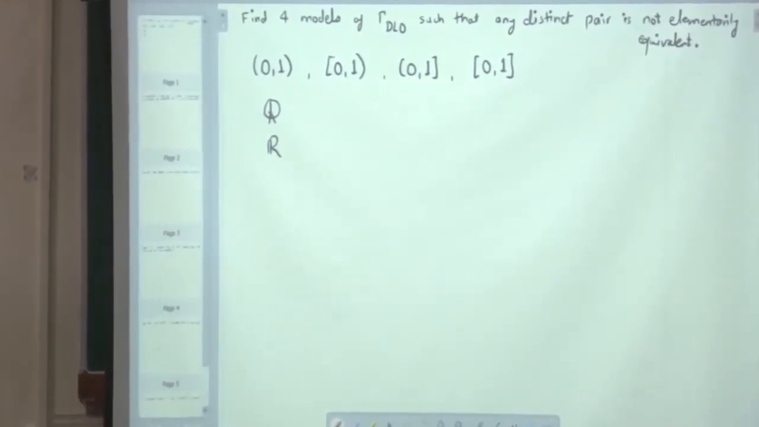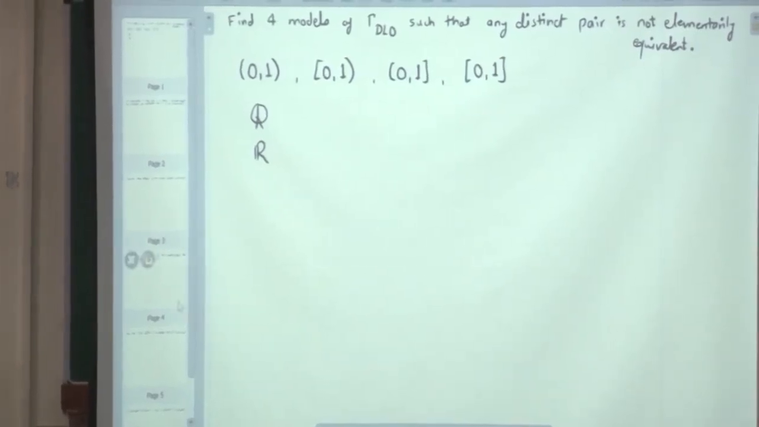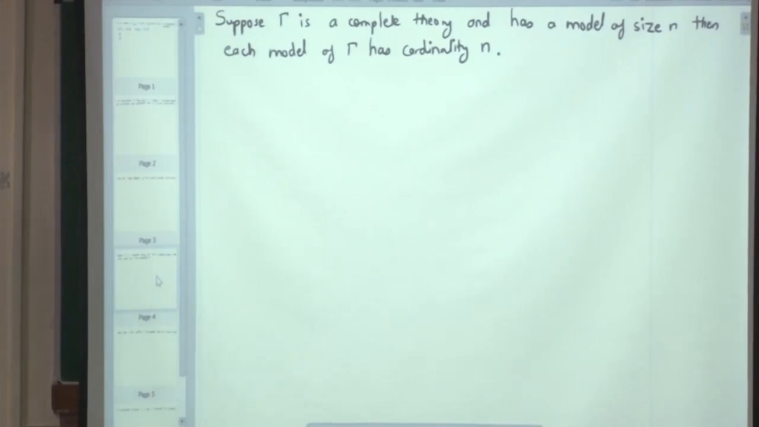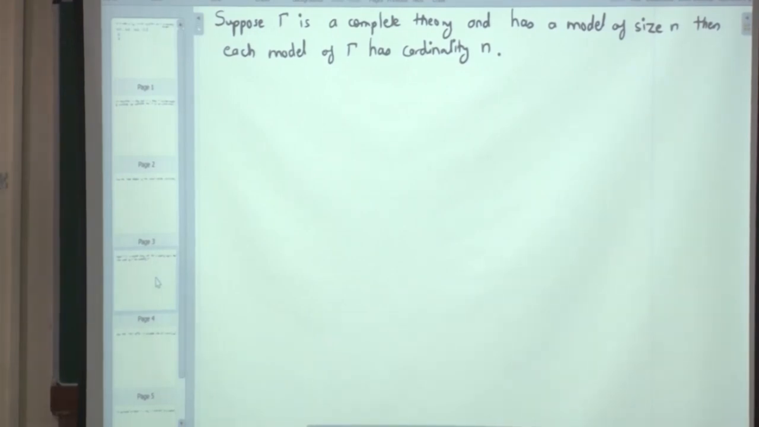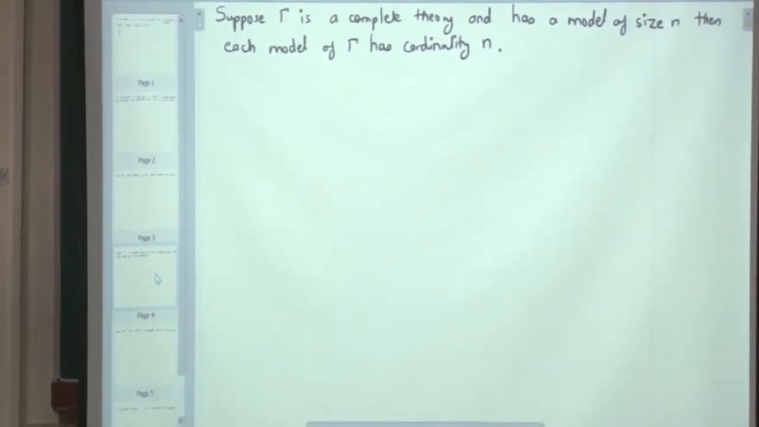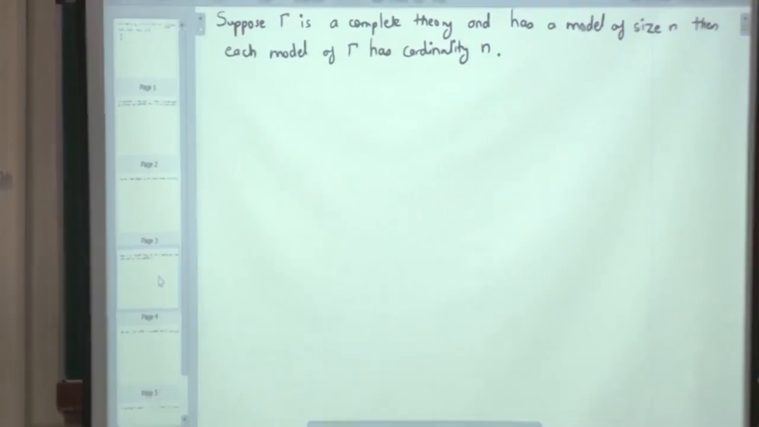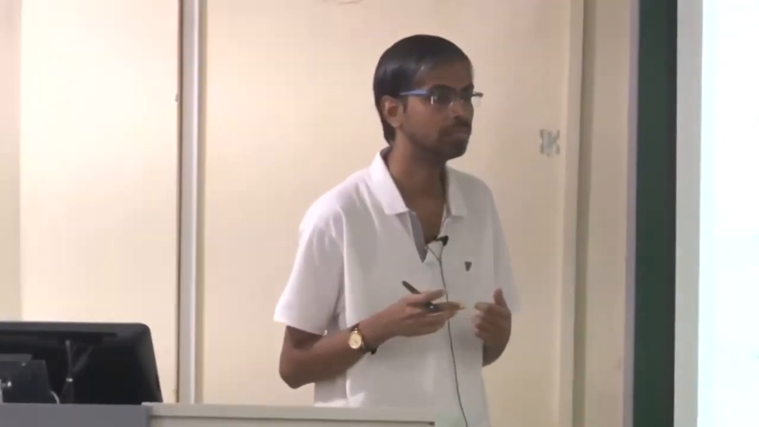Any questions? Okay, so let us go to the next question. Suppose gamma is a complete theory and has a model of size n, cardinality n, where n is some fixed number. Then can you prove that each model of gamma has cardinality n? How do you express that some universe, some set has cardinality n? It has at least n elements and it does not have n plus 1 elements.